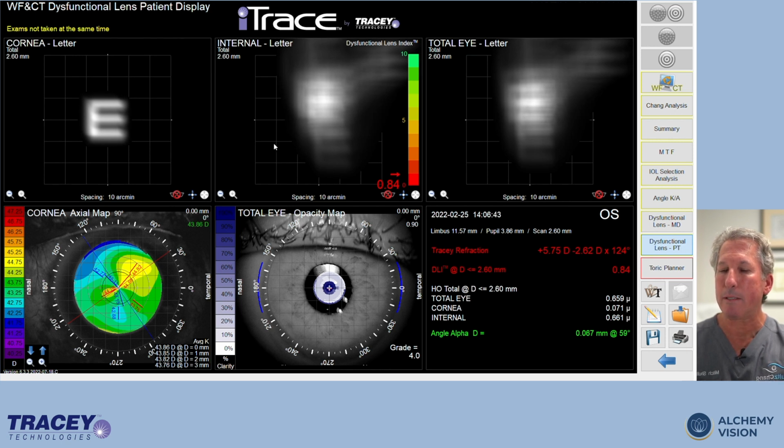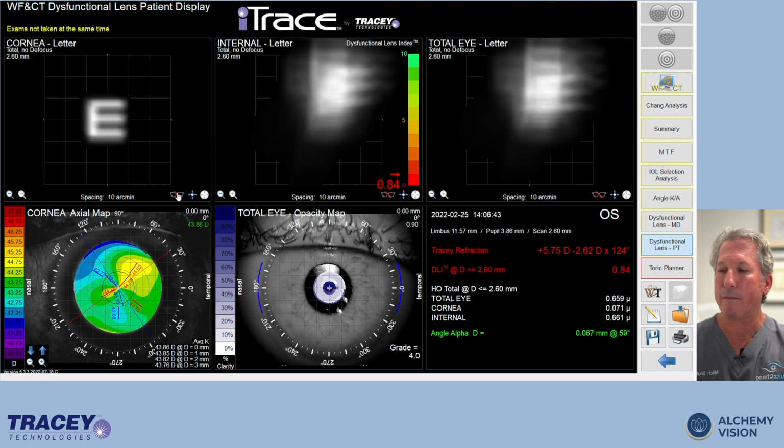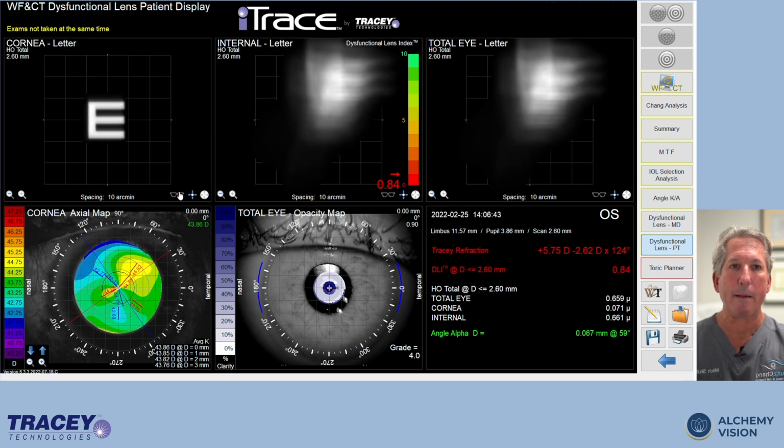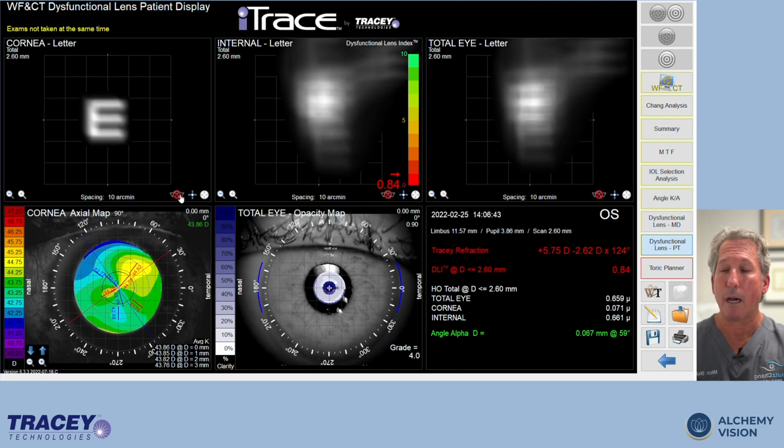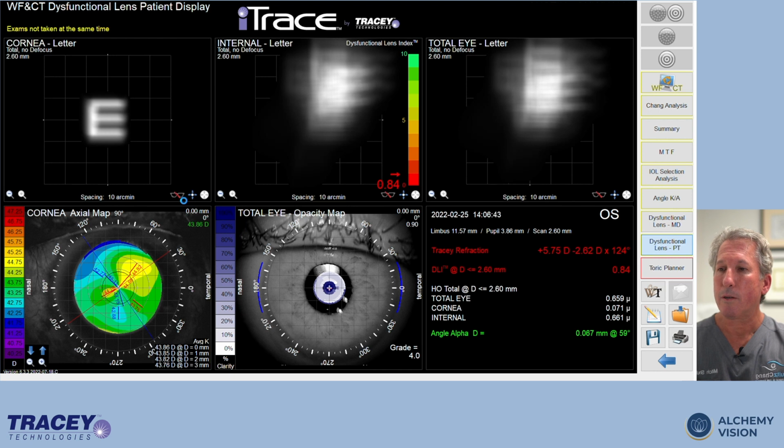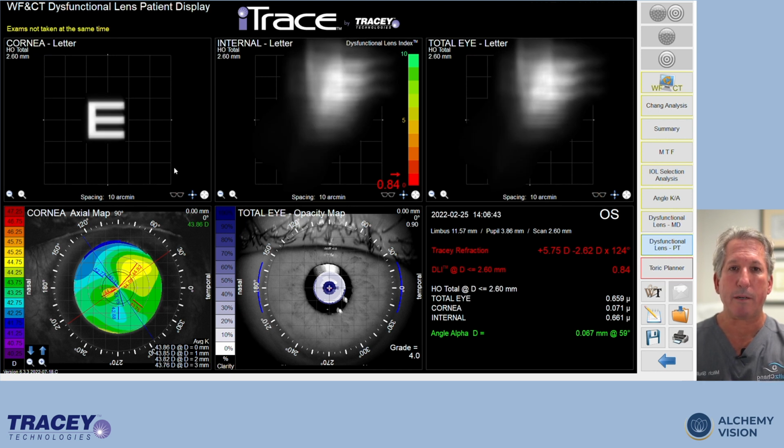Now what happens if we correct the astigmatism? So we can click on this little button that can demonstrate to the patient what the vision is going to be like should we be able to correct their astigmatism. And here you can see that the cataract is still obviously causing a significant problem, but if we were to correct the patient's astigmatism, he's going to see much clearer than if we don't correct the astigmatism. So this is uncorrected and corrected. So this is a powerful tool to demonstrate to our patients.